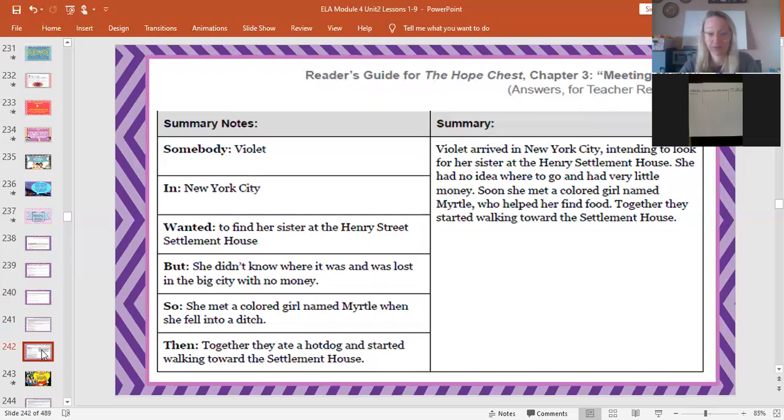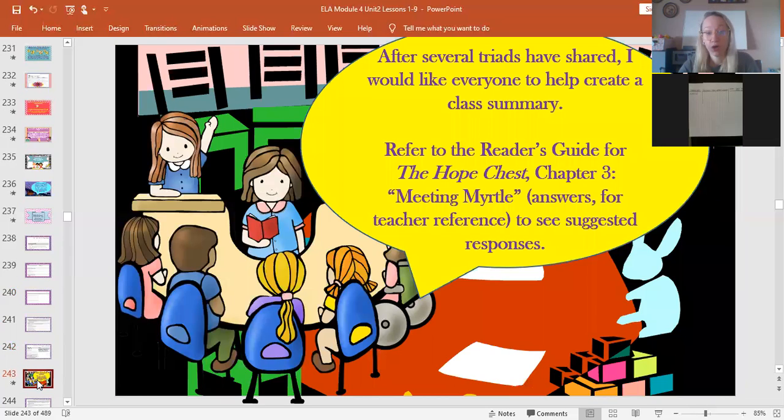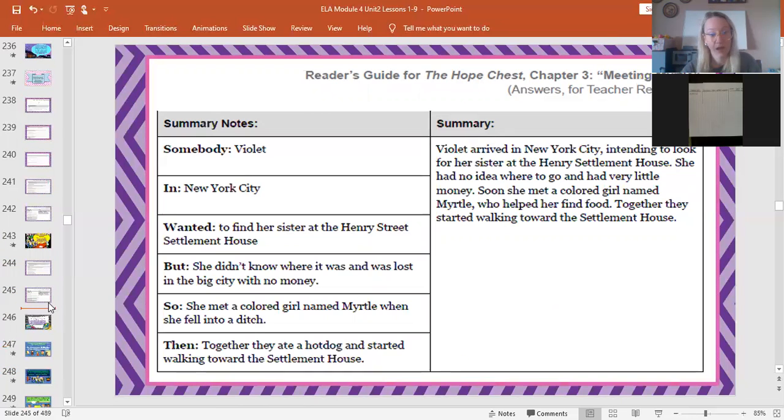Looked kind of like this. So when I filled in my summary guide for chapter 3, I filled it in this way. So if you need to pause the video so that you can refer to this, you can. If not, we can keep on going through. So I would like everyone, we're going to create a class summary after reading. And what I did was I put it together and it looked kind of like this.